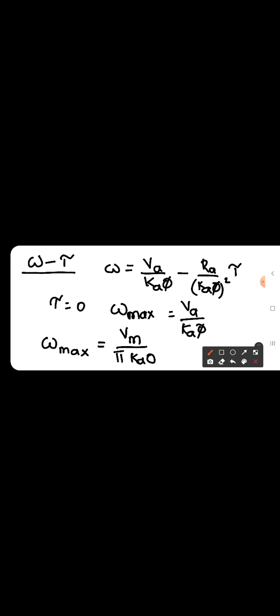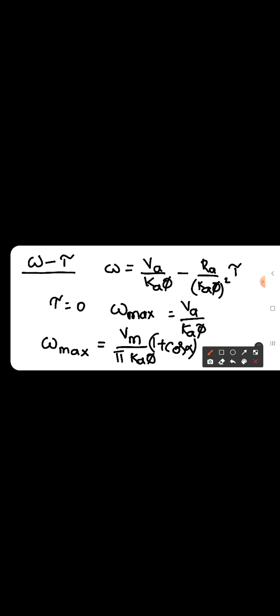When torque is equal to 0, we have the maximum speed, omega max. What is omega max? Va by Ka pi. Now let me write Va in the omega max equation. Hence, the maximum speed of the motor is given by Vm by pi Ka pi into 1 plus cos alpha.